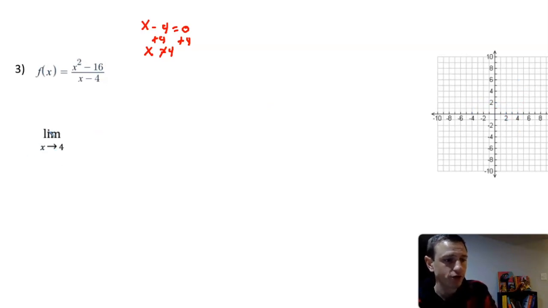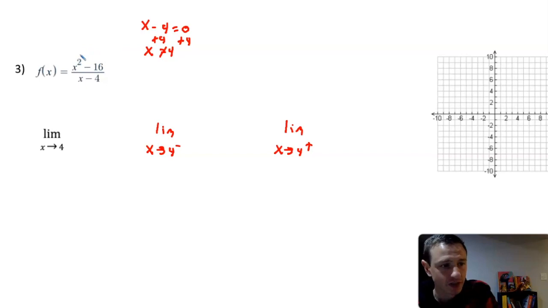Now we're asked the question, what is happening as the limit as x approaches 4? We want to take the limit as x approaches 4 from the left, and we want to take the limit as x approaches 4 from the right. I'm preparing you for the fact that some questions will just ask for the limit as x approaches 4, where you have to understand that we take it from left and right.